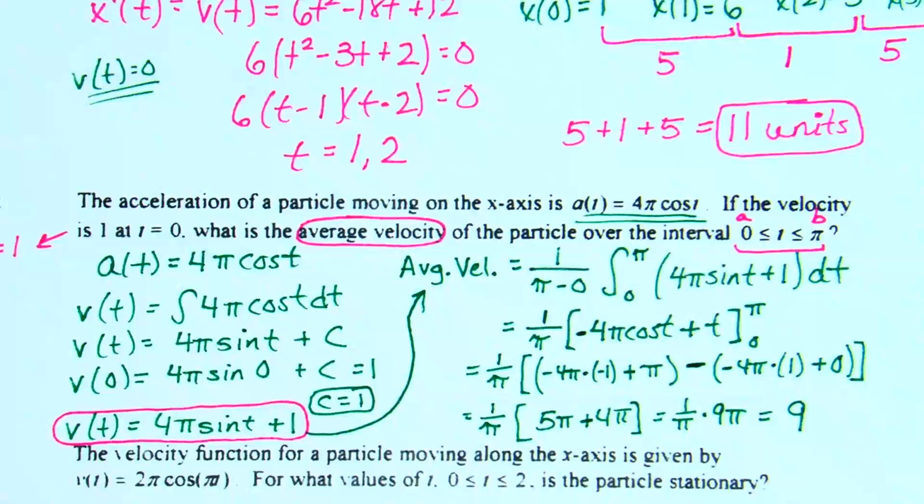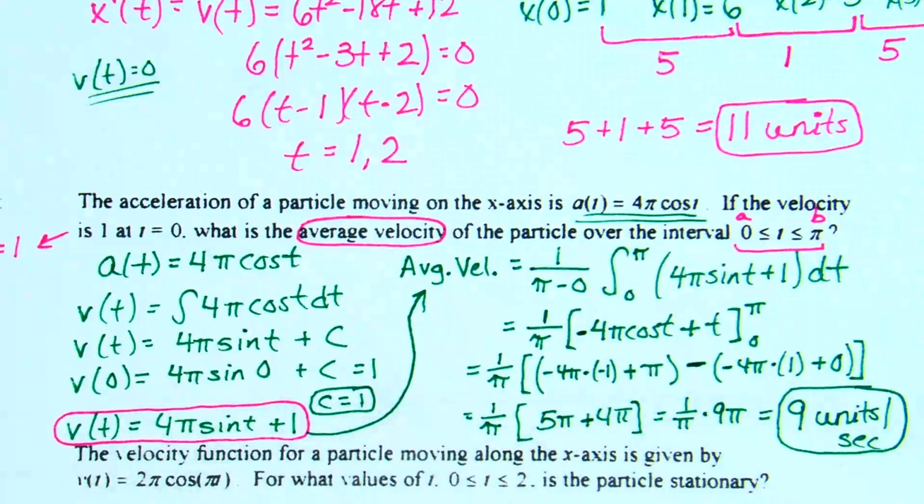This is an average velocity. What kind of label would you give velocity? Units per second. We don't have a specific measurement of units. I get it, meters per second, but nothing tells us this is meters. But you have the right setup.